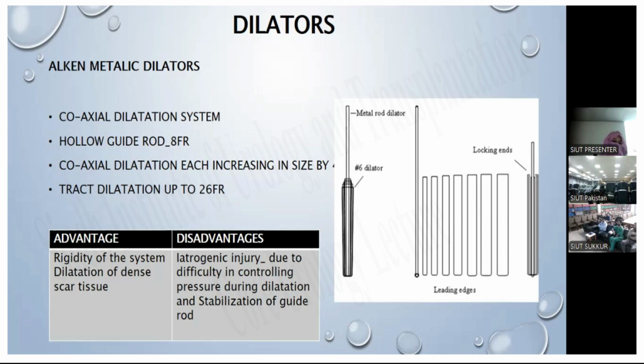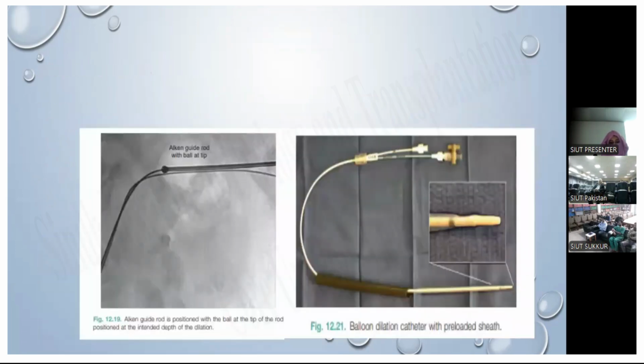Advantage is the rigidity of the system and dilatation of dense scar tissue. And disadvantage is that it can cause iatrogenic injuries due to difficulty in controlling pressure during dilatation and stabilization of the guide rod. And it is advanced over a locking end rod, which can be seen in this radiographic image. And this rod looks like this, a ball at the tip, and then it is advanced over it.